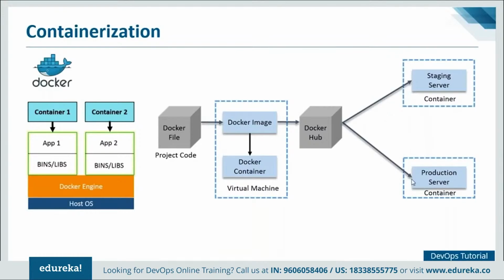So let us focus on the diagram in front of your screen. Here we have the host operating system, on top of which we have Docker engine. We have no guest operating system here, guys. It uses the host operating system. And we are running two containers. Container one will have application one and its binaries and libraries. Container two will have application two and its binaries and libraries. So all I need in order to run my application is this particular container or this particular container, because all the dependencies are already present in that particular container.